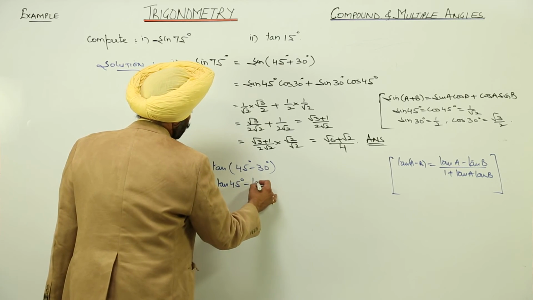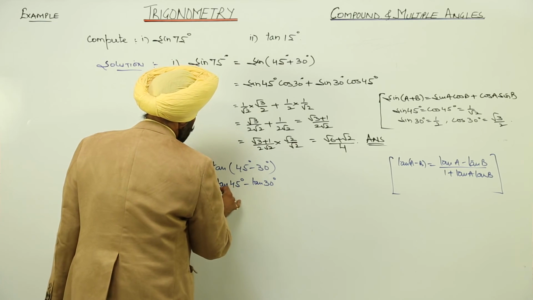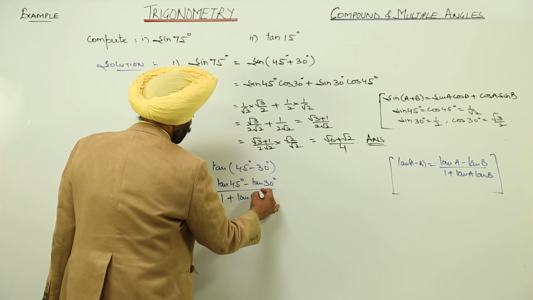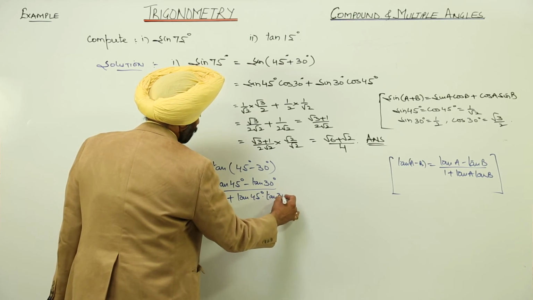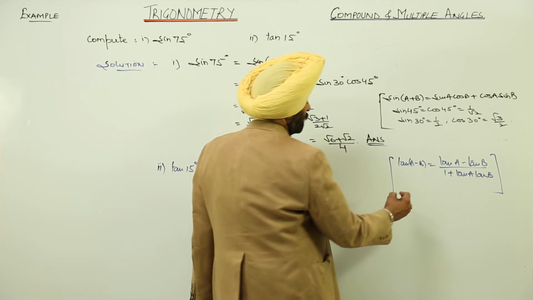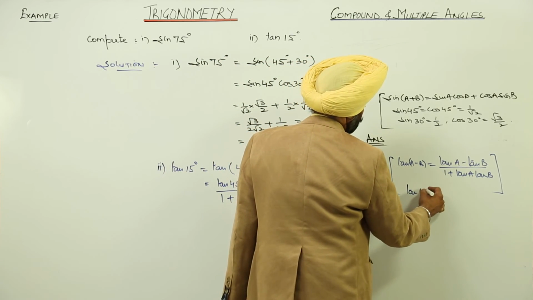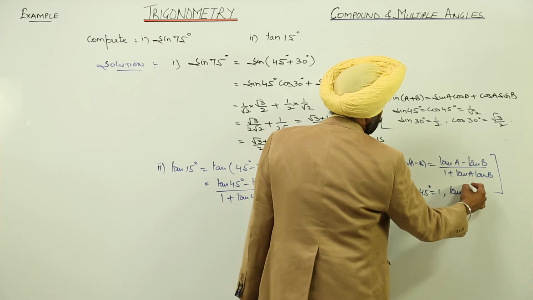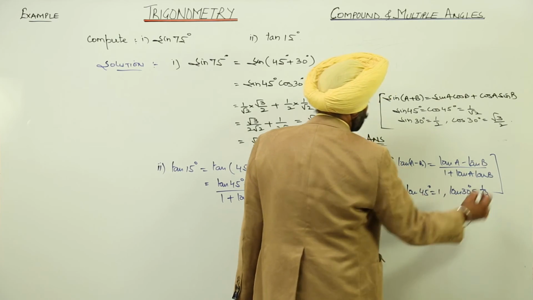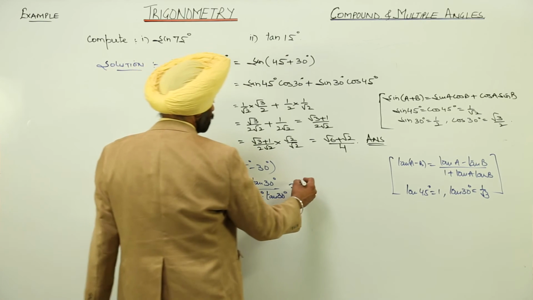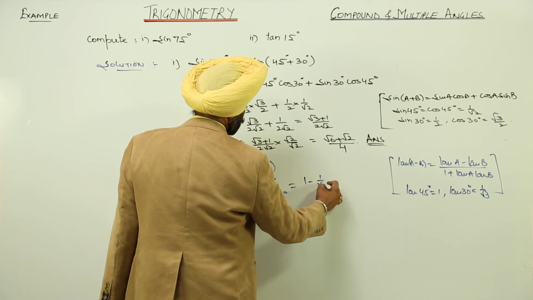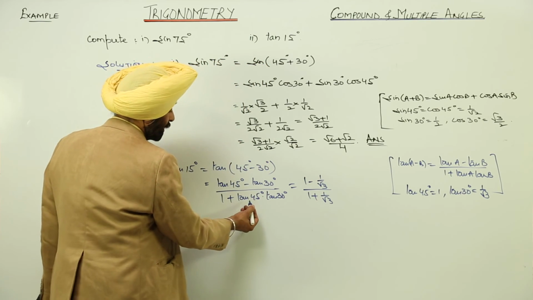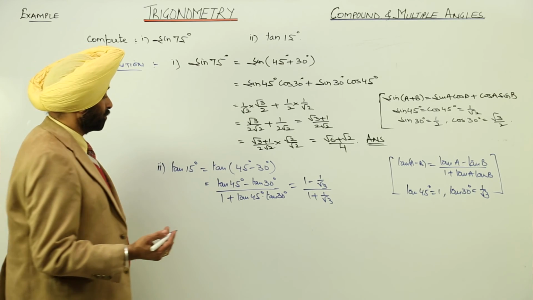Tan 45 degree minus tan 30 degree upon 1 plus tan 45 degree tan 30 degree. Now tan 45 is what? Tan 45 is equal to 1 and tan 30 is equal to 1 upon square root of 3. Okay. So this becomes 1 minus 1 upon square root of 3 upon 1 plus 1 upon square root of 3. Putting tan 45 as 1 and tan 30 degree as 1 upon root 3.